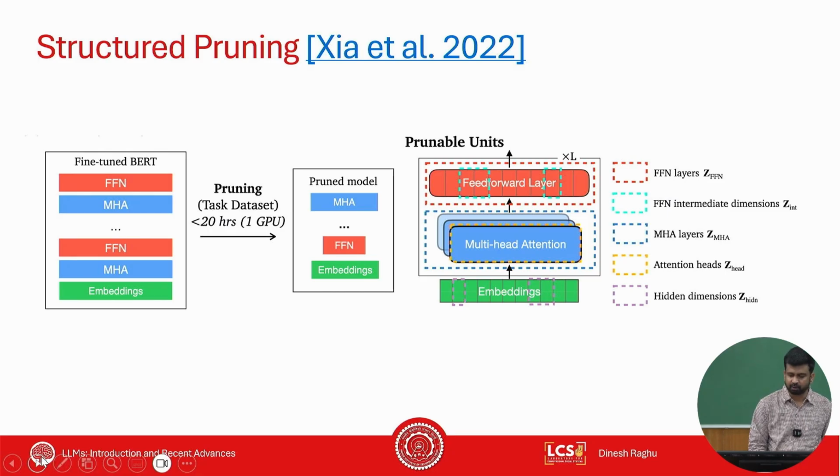Another recent paper that came out was that let's say that you have a fine-tuned BERT. There are a lot of multi-head attentions, feed-forward networks, and within multi-head attention you have multiple heads. Within the feed-forward network, you would have certain hidden dimensions and so on. So what they say is that you can prune almost any component, right? You can remove a layer, like for example, they removed this feed-forward layer, they removed this multi-head attention. You can remove certain heads within the multi-head. You can remove certain hidden dimensions here and there.